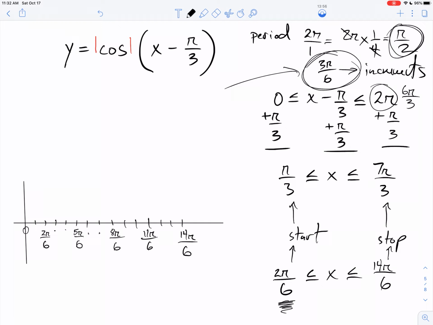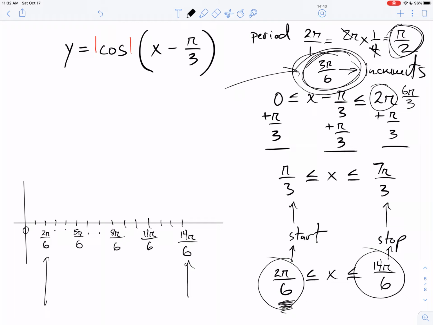See, where do I start? I start at 2 pi sixths. Where do I stop? I stop at 14 pi sixths. And every single dash on the x-axis has to be uniformly spaced. Now, here's what I like to do. It makes it easier on my brain. I count. I don't make it all fancy. If I'm going to make this easy on myself, I convert everything to have the same denominator, in this problem, sixths. And then I just count by 6.